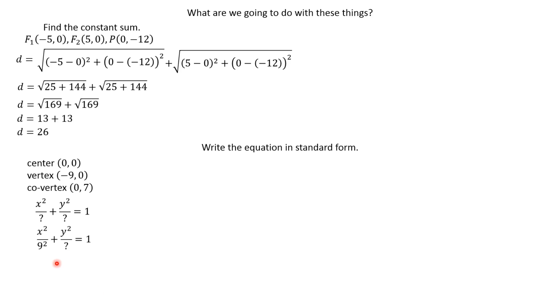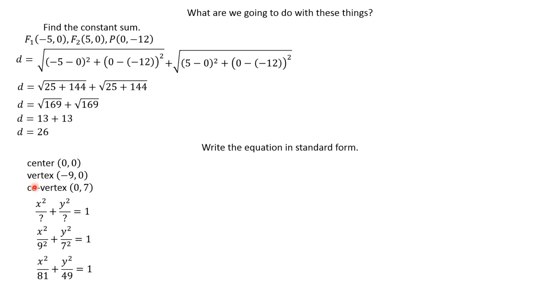So at 9 away from the center, and it's in the horizontal direction, which means that underneath the x squared, we're going to get 9 squared. And in the covertex, we went 7 in the y direction, so underneath the y squared, we're going to get 7 squared. And then just square them. 9 squared is 81, 7 squared is 49. We get x squared over 81 plus y squared over 49 equals 1. There's the equation in standard form.